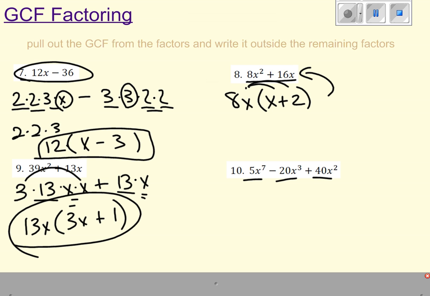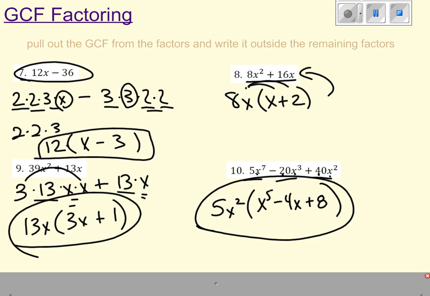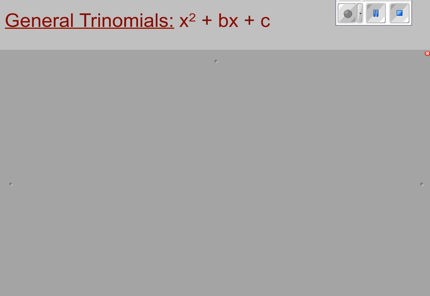So here, that's going to be 5x squared, because 5 is the biggest thing in common with the numbers. X squared is the highest exponent. So that's going to be x to the 5th minus 4x plus 8. That's factored out by greatest common factor. And again, the way I check with all of them, if I distributed this, would I get what I originally started with? Remember, you're working backwards.